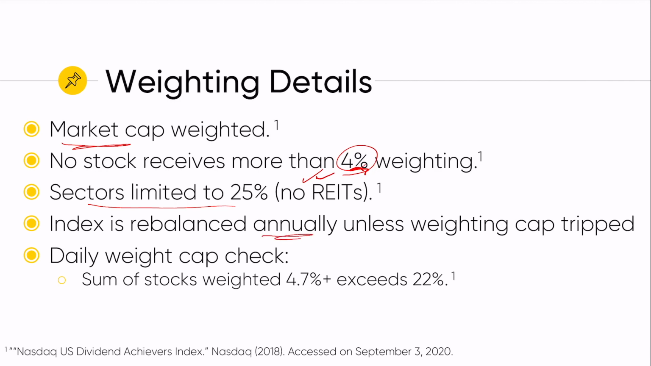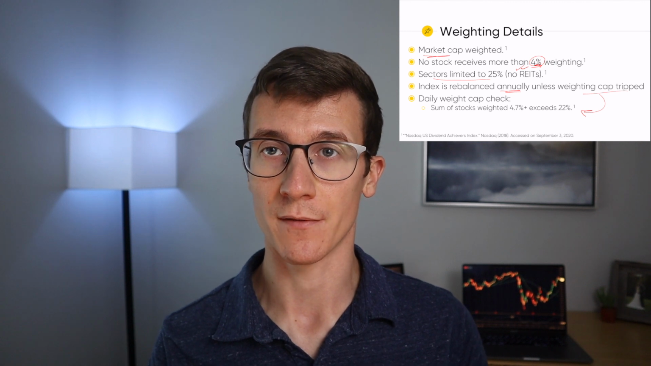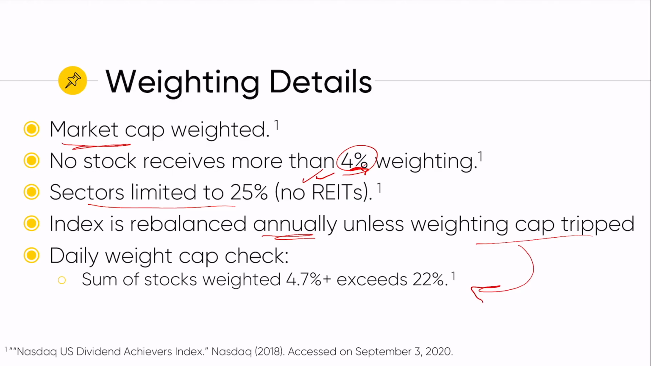The index is rebalanced annually unless there's a weighting cap trip. So this weighting cap is basically preventing this index from looking like the NASDAQ, for example, where you've got 5 or 6 stocks just absolutely dominating the vast majority of the market cap weighting. If you do get a huge run up in some of these stocks, and the total amount of stocks that are currently weighted at 4.7% or more exceeds 22% of the overall portfolio, that triggers an automatic rebalance.